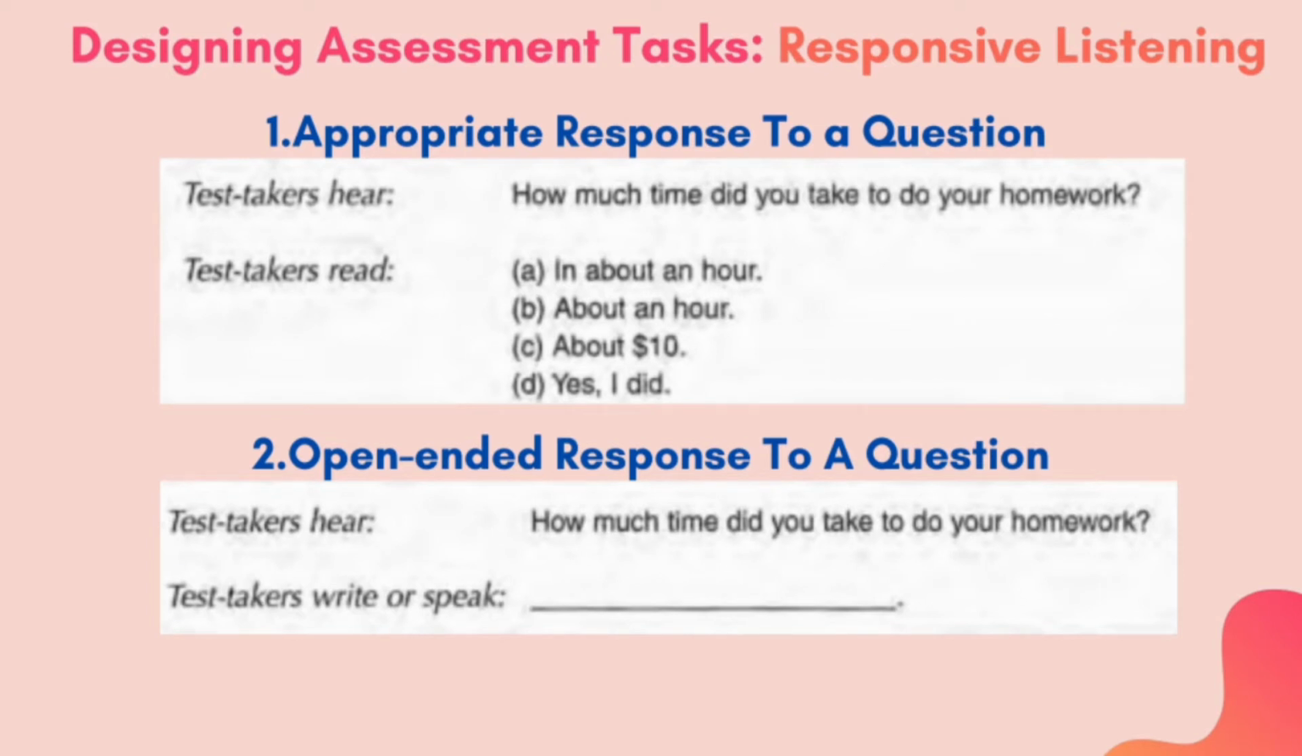First one, appropriate response to a question. The objective of this example question is recognition of the WH question, how much, and its appropriate response. The distractors are chosen to represent common learner errors. The first one is how much versus how much longer. Second, confusing how much in reference to time versus money. Third, confusing a WH question with a yes or no question.